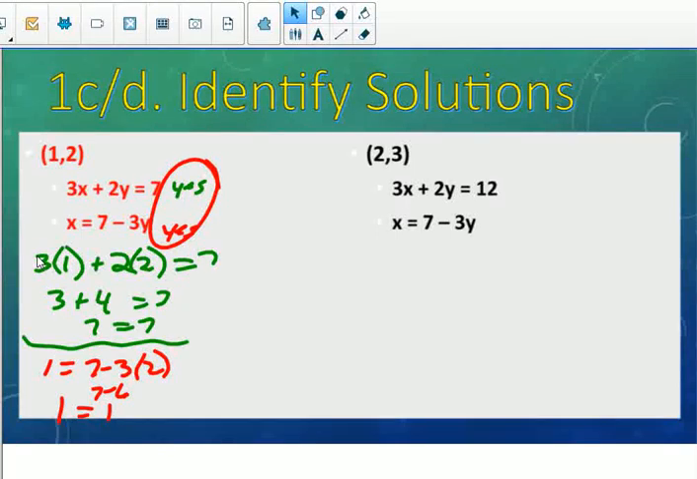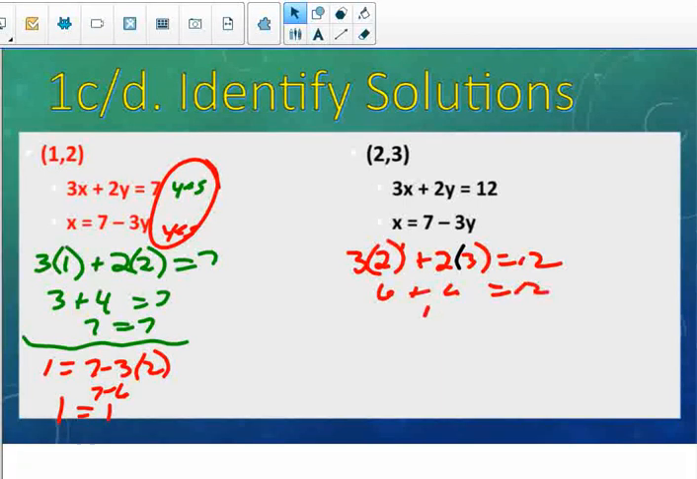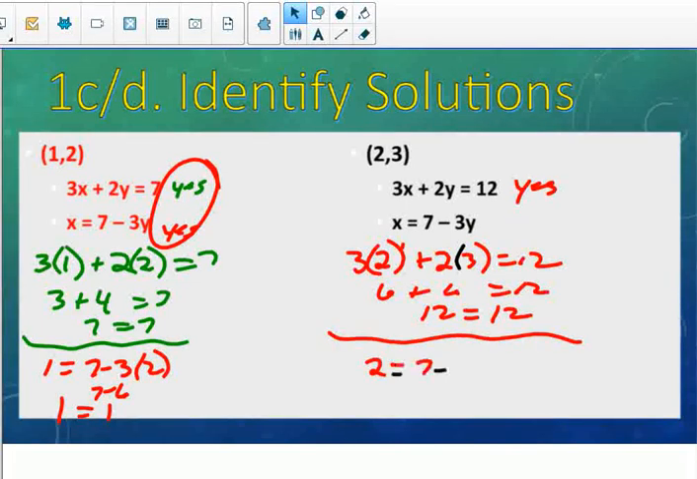Last one on the slide. Put a 2 in for x and a 3 in for y. This is 6 plus 6. 6 plus 6 does equal 12. So yes, it works for this equation. Last one, put a 2 in for x. 7 minus 3 times 3. 7 minus 9 is a negative 2. 2 does not equal negative 2, so no, it's not. So no, it's not a solution.